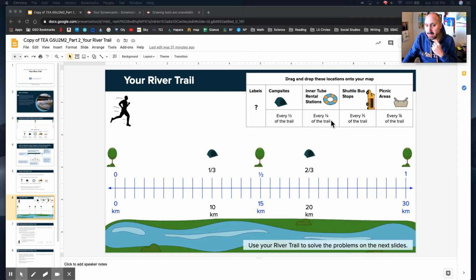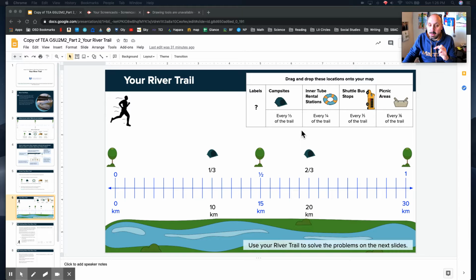And I want everybody to see this. So campsites are every third of the trail, right? So every three, if we broke this trail into three equal parts, we would have campsites. Inner tube rental stations are every fourth, shuttle bus stops are every fifth, and picnic areas are at every sixth. So we're getting smaller and smaller. The fractions are getting smaller and smaller as we go.